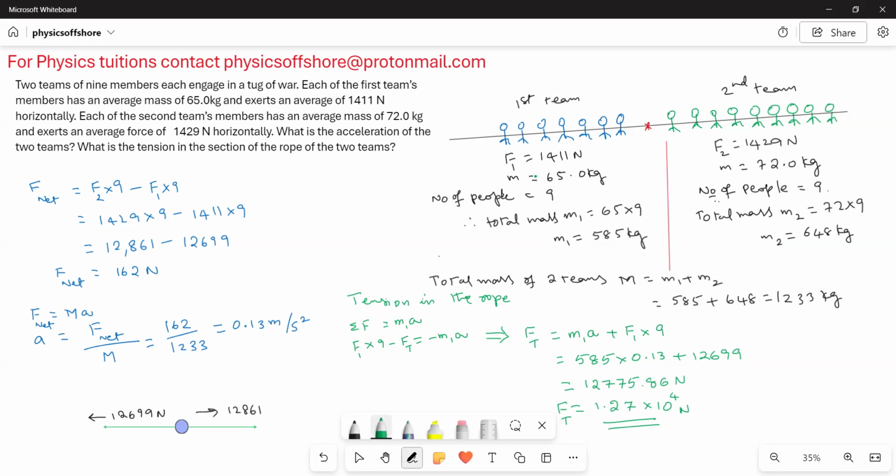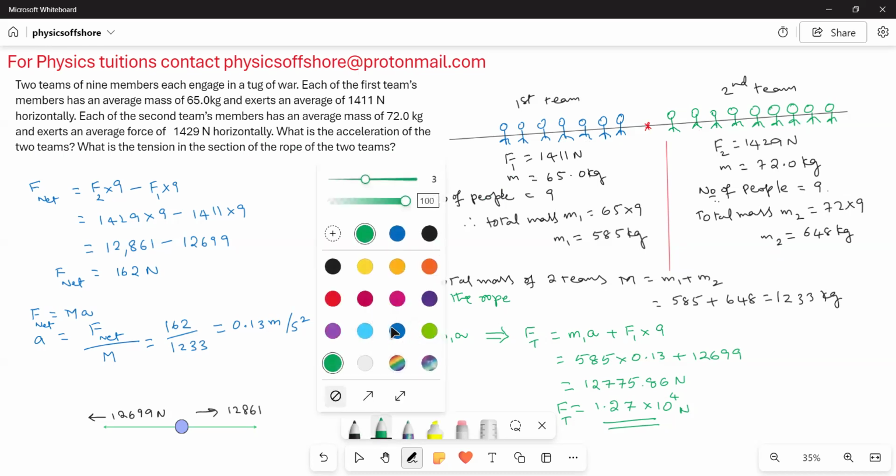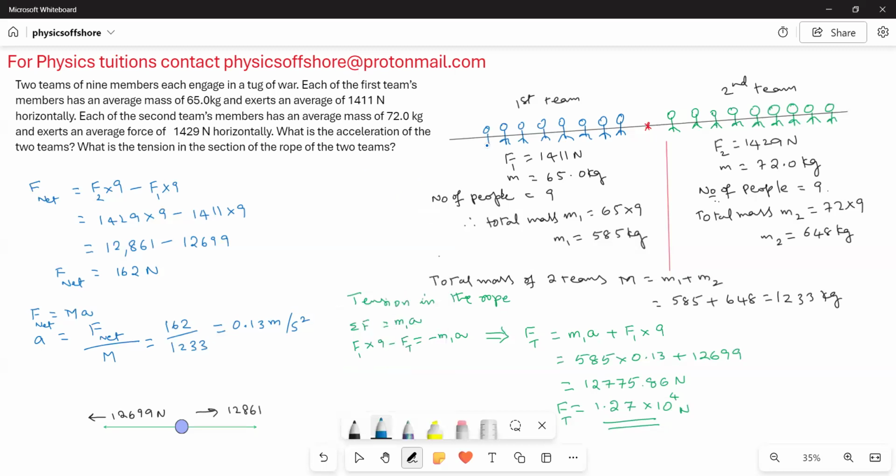This question is based on Newton's laws. Okay, here are the two teams. Each team consists of 9 members. So what happens here? The team members, each one will pull the rope in two different directions. Here are the 9 members in this team and 9 members in this team.